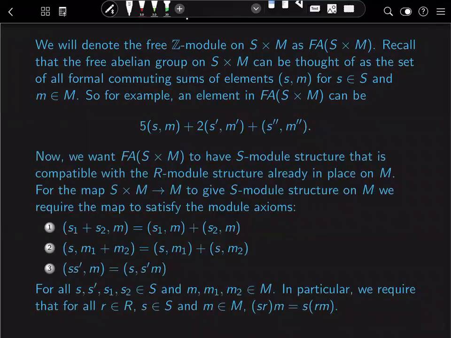So now we want the free abelian group on S cross M. We have an abelian group, and we want it to have S module structure that's compatible with the R module structure that's already in place on M. Now, in general, this is just back to the map from S cross M into M: for this to give S module structure on M, we require the map to satisfy these axioms. And these conditions motivate the operations that we're going to do to our pre-abelian group to ensure that we do have S module structure in the end.